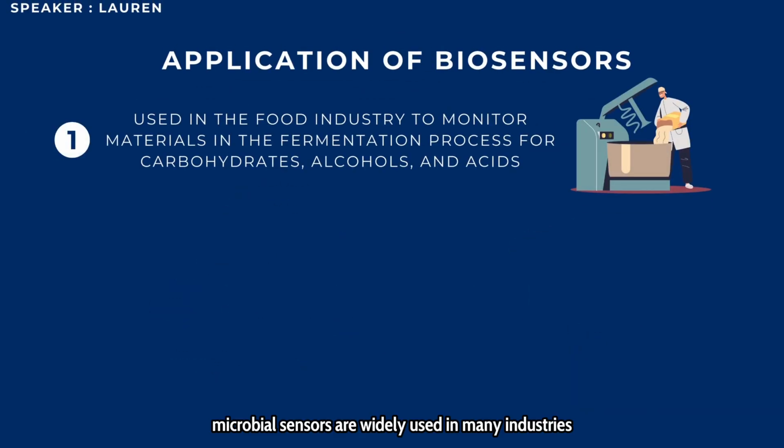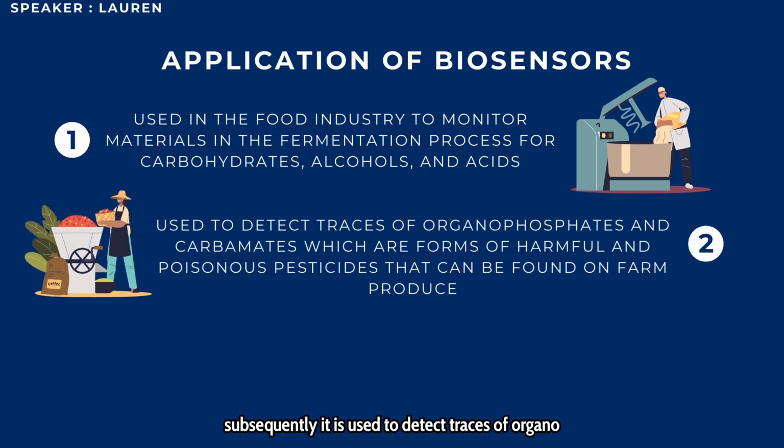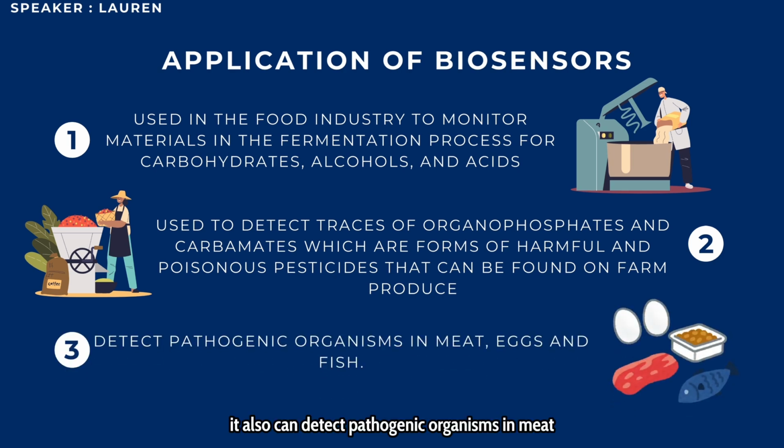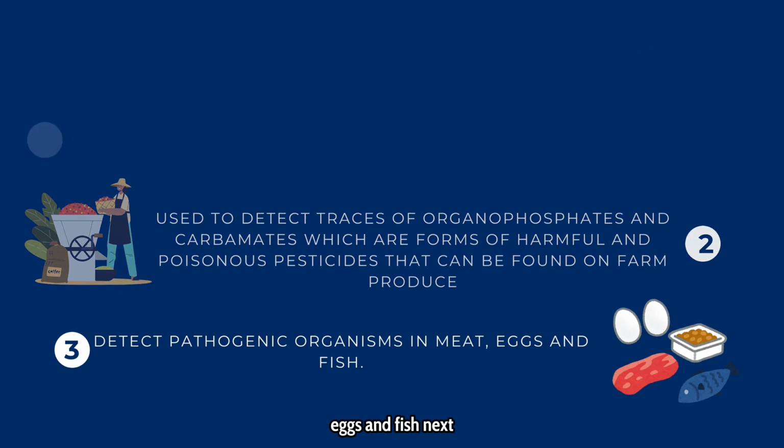Microbial sensors are widely used in many industries. Firstly, it is used in the food industry to monitor materials in the fermentation process for carbohydrates, alcohols, and acids. Subsequently, it is used to detect traces of organophosphates and carbamates, which are forms of harmful and poisonous pesticides that can be found on farm produce. It also can detect pathogenic organisms in meat, eggs, and fish.